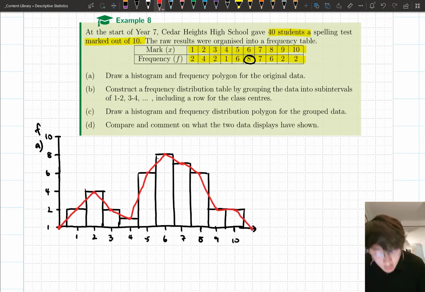And there we go. We've created our frequency histogram and our polygon on the same graph. A little bit messy, but that's okay. Okay, first part we've done. We've created our frequency histogram and our polygon.